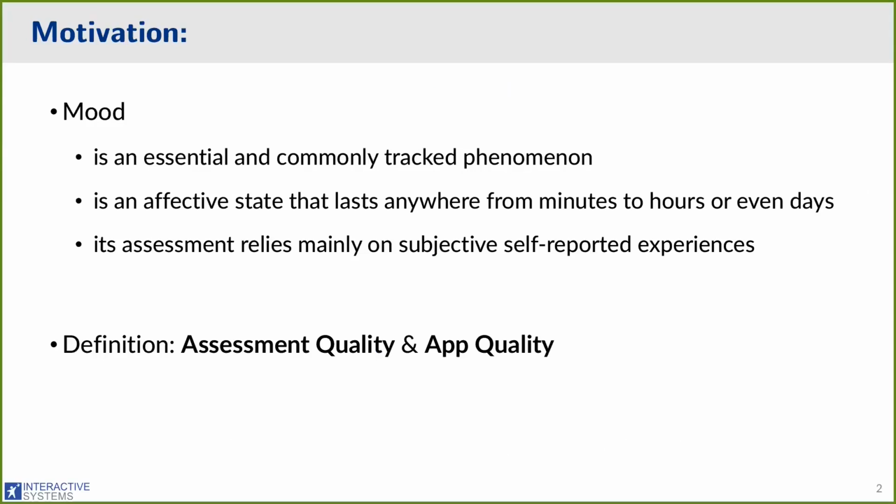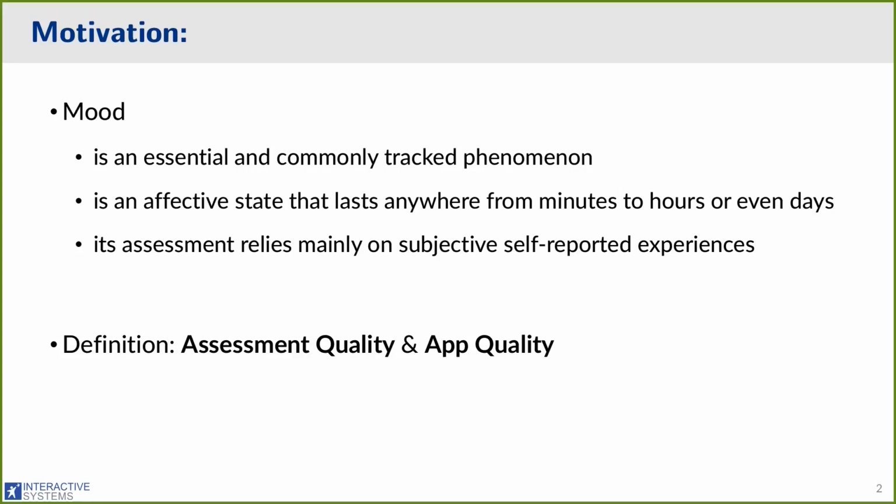Mood is an essential concept that impacts our behavior and health. In order to build effective mood-aware systems, we first need to detect mood. And because it is highly subjective, the standard way of measuring mood is via self-report. Even when the interest is to automatically predict mood, we still need to rely on self-reported mood measures to train and build the models. In this research, we also highlight two concepts, app quality and assessment quality.